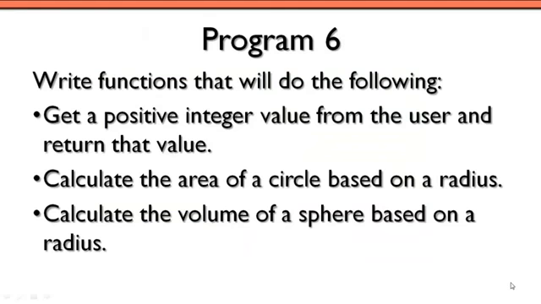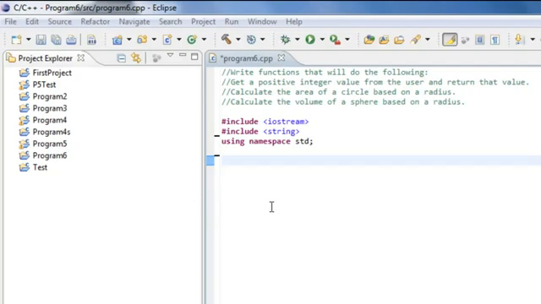Okay, so now that we've looked at how to go about defining a function and also why we use functions in the first place, let's look at what we want to do in program 6. So in program 6, we're going to write 3 different functions. We'll write a function to get a positive integer value from the user and return that value. We'll write a function that calculates the area of a circle based on a radius, and then we'll write another function to calculate the volume of a sphere based on the radius. All right, so let's go ahead and go over to Eclipse and get started on this program.